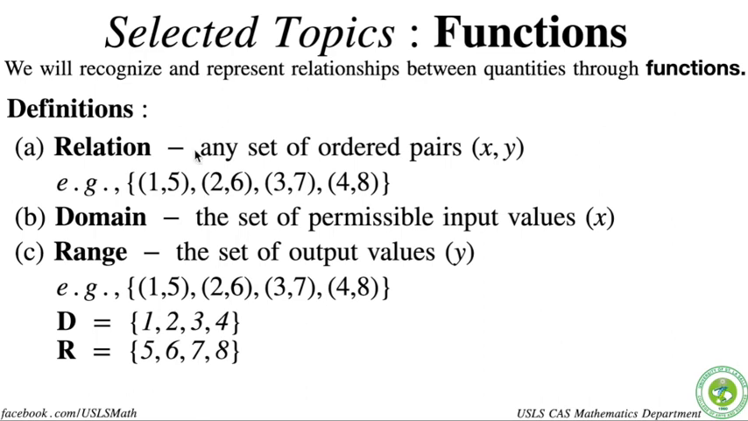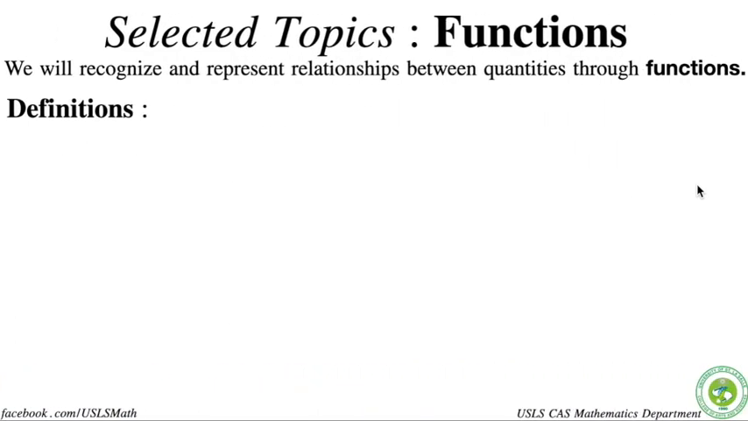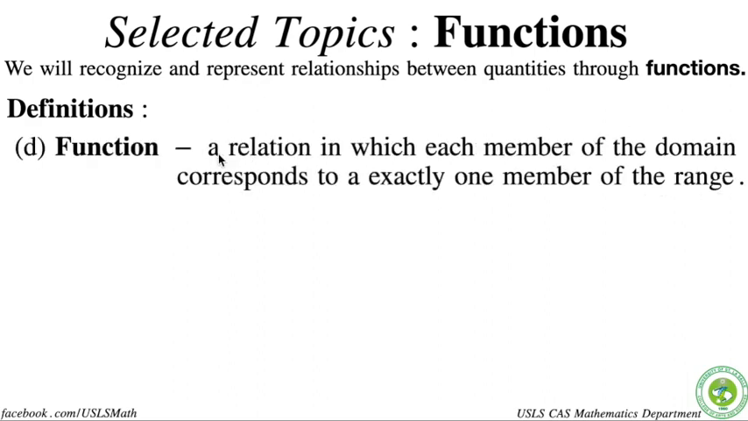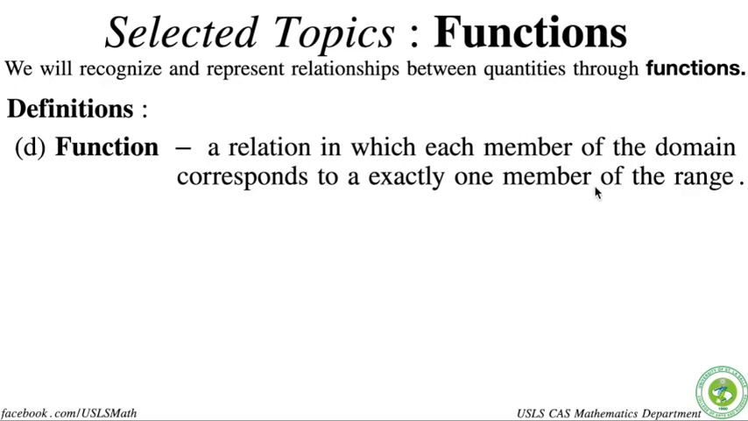And I think with these given definitions, we could go to our definition of what we want to know in this video, that is functions. A function is actually just a relation in which each member of the domain corresponds to exactly one member of the range. You can think of it as a special kind of relation that restricts something. That is, every input corresponds to a single unique output. Again, every input must only give us one unique output.